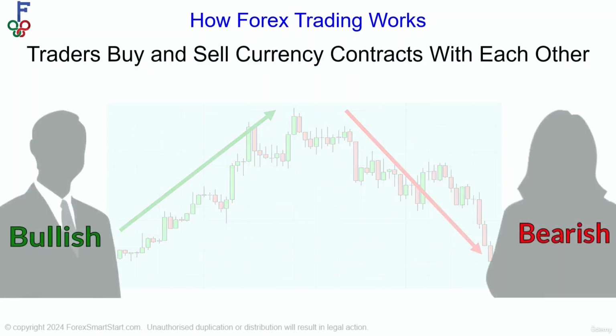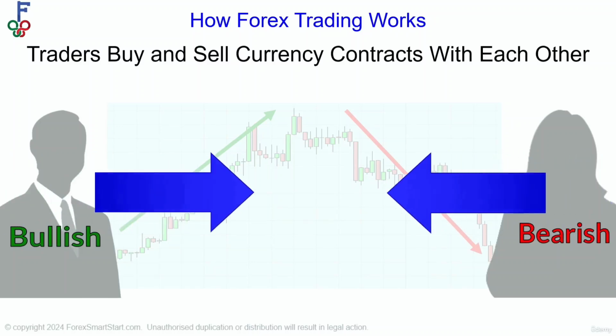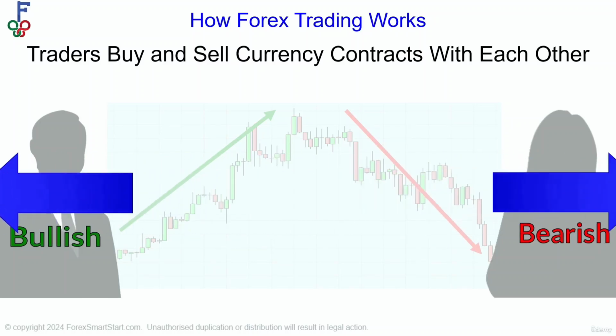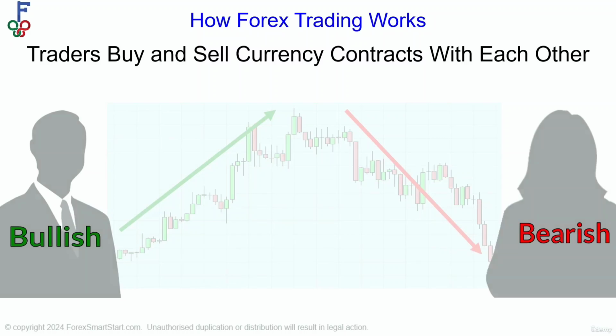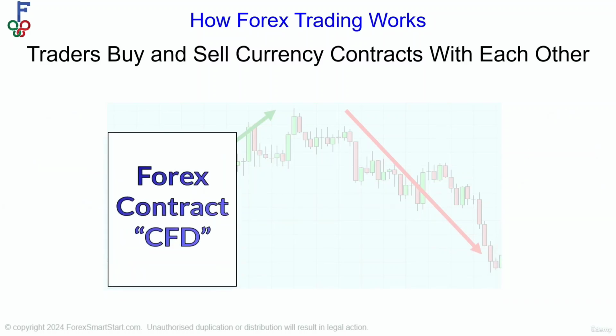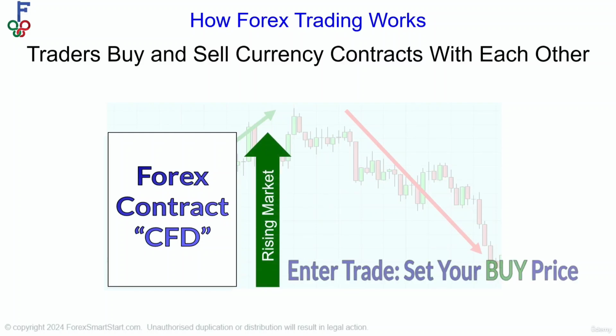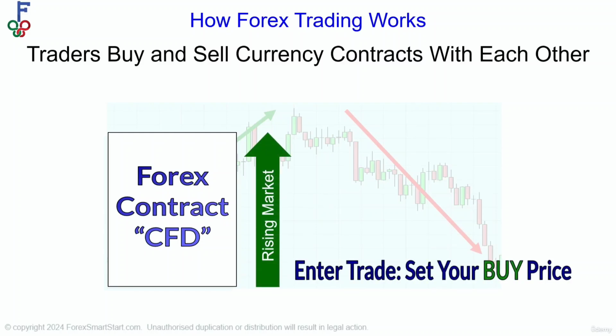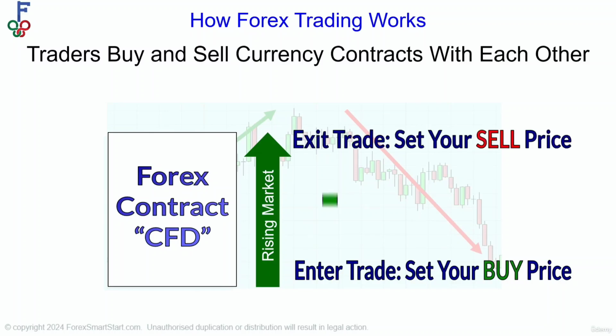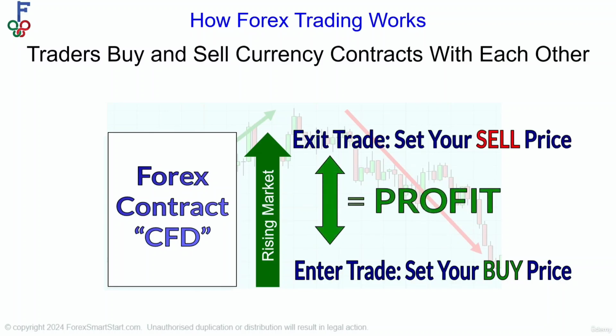Traders buy and sell currency contracts with each other based upon this expectation of where the value of the market is. You purchase what's called a Forex contract, or CFD, which is a contract for difference. In a rising market, you enter the trade by setting your buy price at the entry of the trade. When price reaches a certain level where you're comfortable that the value has reached its maximum, then you set your sell price. The difference between your buy price and your sell price is your profit.